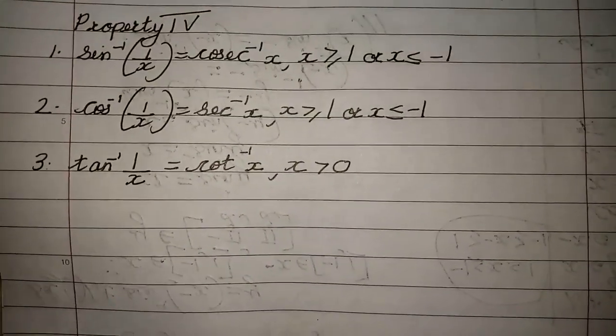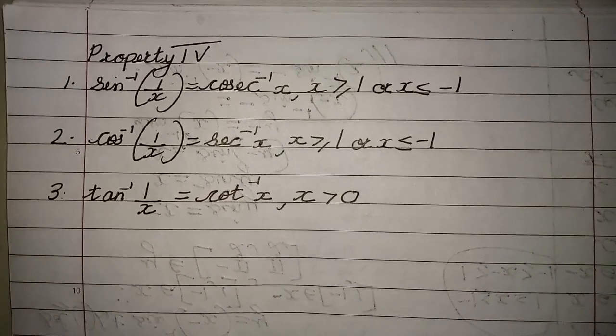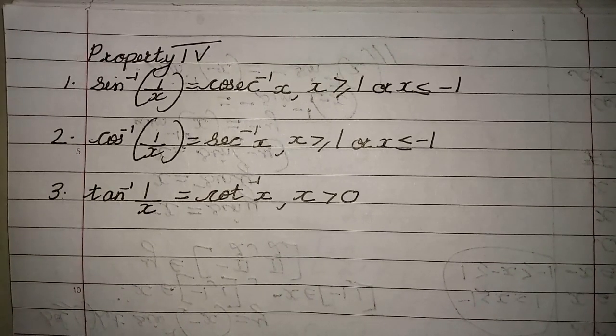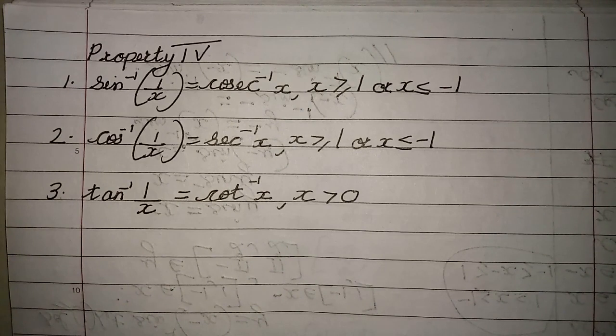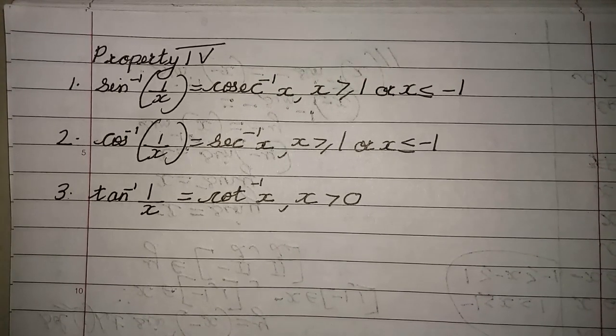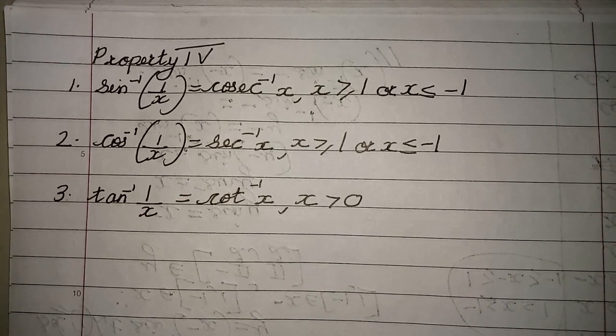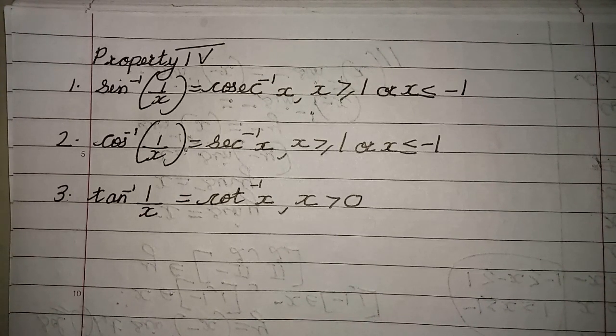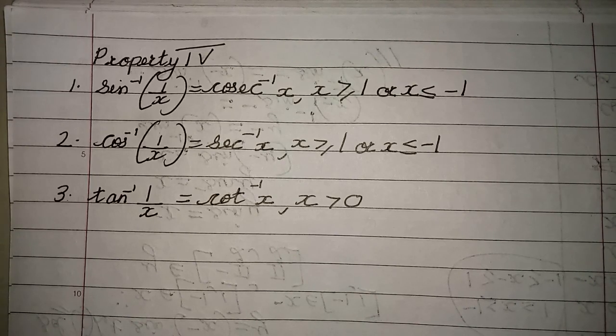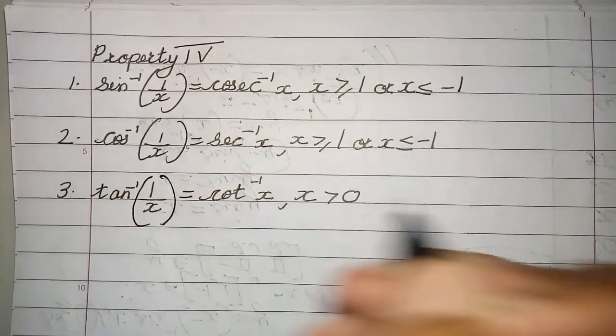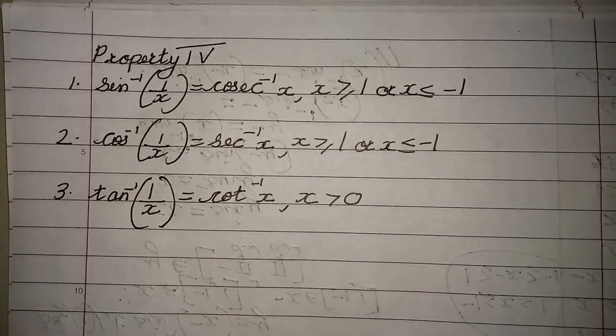Now let us go for the fourth set of property. Just have a look here. So you have sine inverse of 1 by x. Very interesting. It becomes cosec inverse of x for x greater than or equal to 1 or x less than or equal to minus 1. Similarly, cos inverse of 1 by x is equal to sec inverse of x for x greater than or equal to 1 or x less than or equal to minus 1. Similarly, tan inverse of 1 by x is defined as cot inverse of x for x greater than 0.